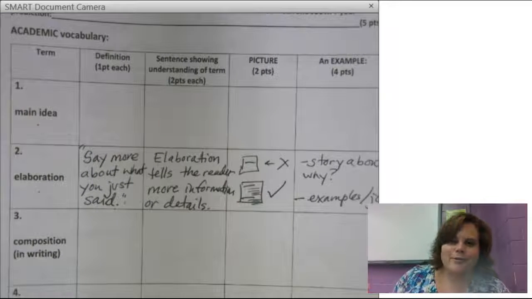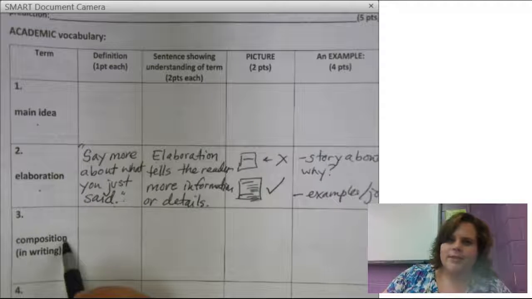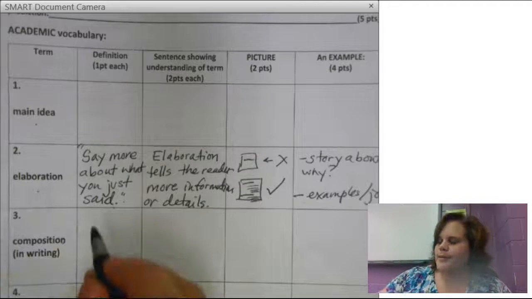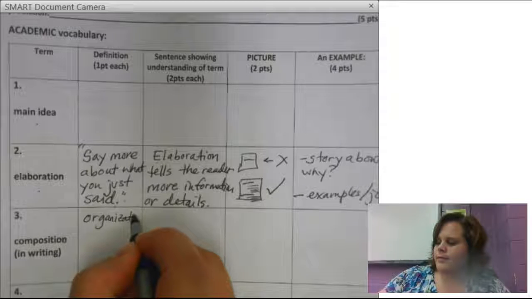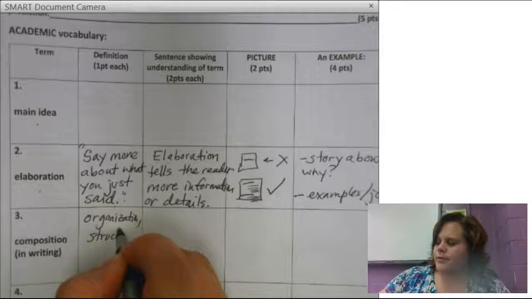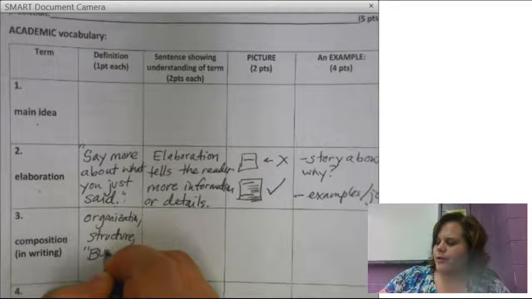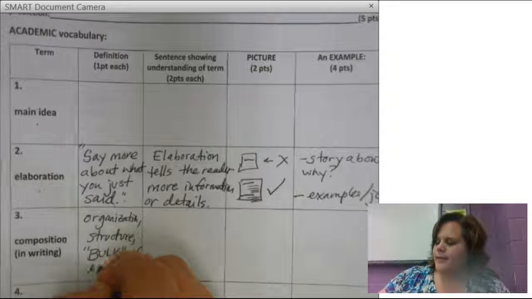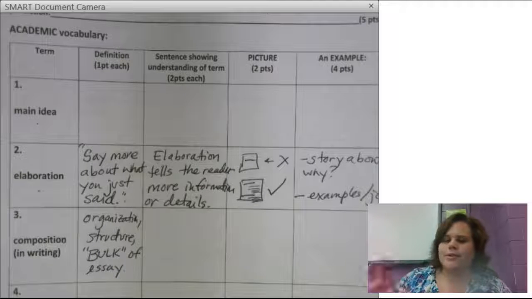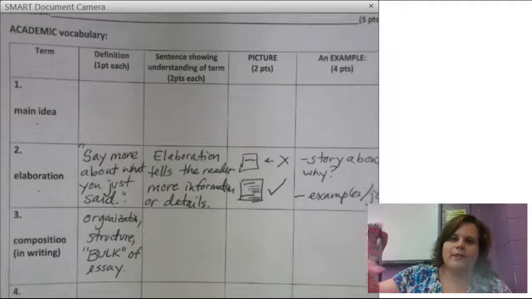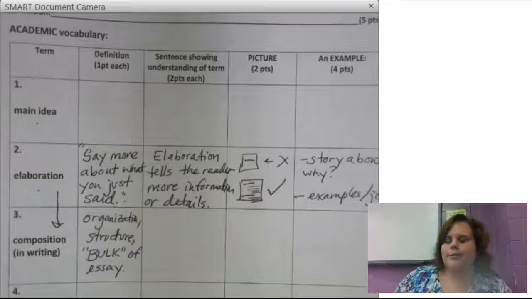If you draw your own picture, that'd be cool. Part of elaboration is something called composition. So when we're talking about our SOL rubric, composition is your organization, your structure, and your, I'm going to say, bulk of your essay. Your organization, your structure, and your bulk. This is your like fat paragraphs that elaborate. This right here is part of composition category.